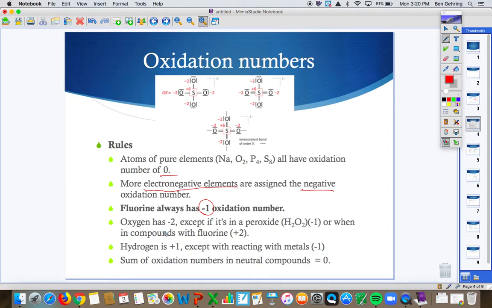Oxygen is the second most electronegative element, so it's going to be negative 2, unless it's bonded to fluorine, or if it's in what we call a peroxide. Hydrogen peroxide is H2O2, and in this case, oxygen has a charge of negative 1 instead of negative 2. Hydrogen is always positive 1 unless bonding to and reacting with metals, then it becomes negative. And then again, the sum of your oxidation numbers has to equal 0 or the charge given. If you don't have a charge, it's got to be 0. If there's a charge there, it's got to equal that.